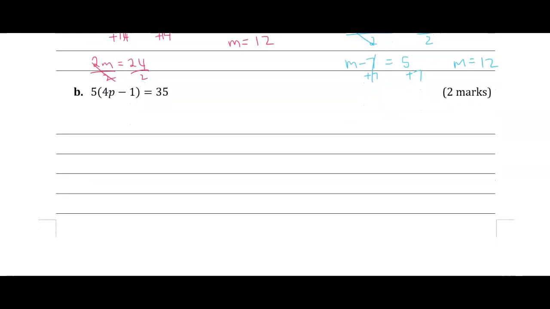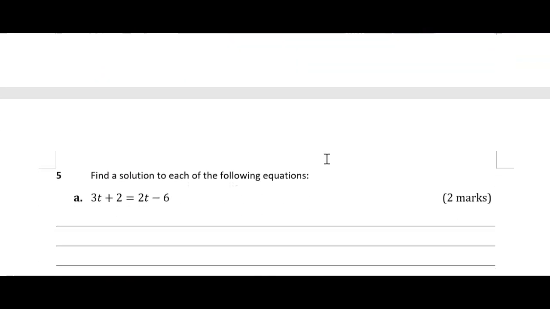All right, question B, expanding your bracket first. So 5 times 4p is 20p. 5 times -1 is -5. All right, add 5 to both sides. And then we're going to divide both sides by 20. So p is equal to 2.